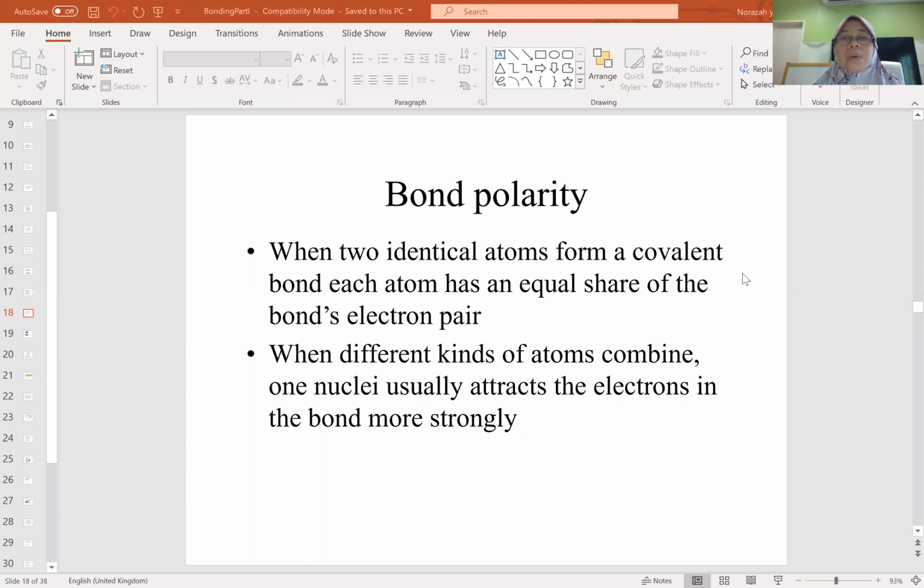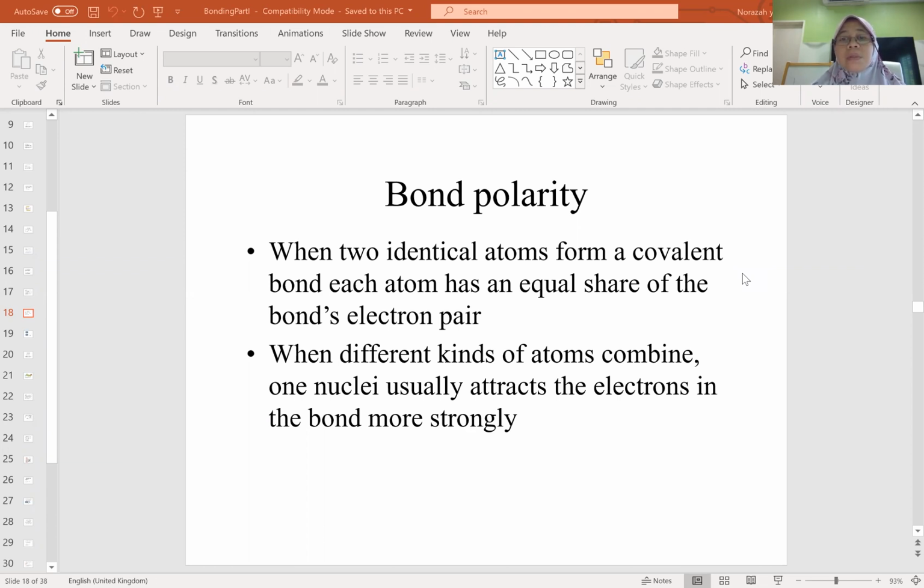Welcome to bonding part 1, and we will discuss polar bond today. So what is bond polarity? When two identical atoms form a covalent bond, each atom will have an equal share of the bond's electron pair.